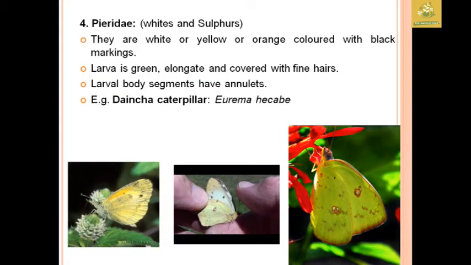And the fourth family we are going to see is Pieridae, which is composed of white butterflies as well as the sulfur butterflies. It is mainly given this name due to the presence of white or yellow, a sulfur-like color, on the scales as well as in the wings. And the larval body segments have undulates present on them. Example, Daincha caterpillar butterflies come under this one, and the scientific name is Eurema hecabe.